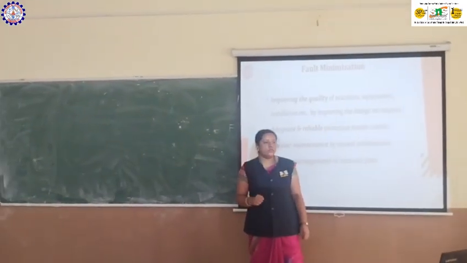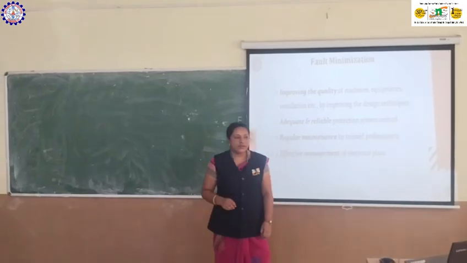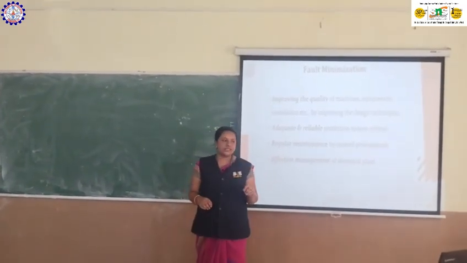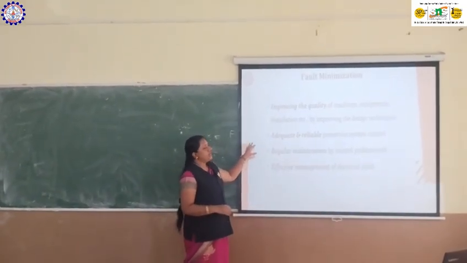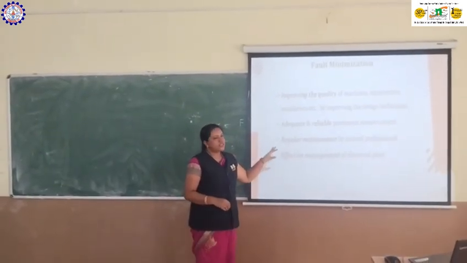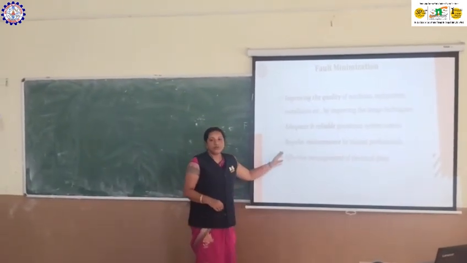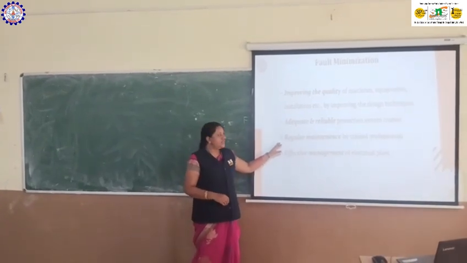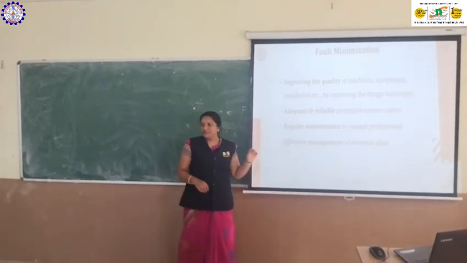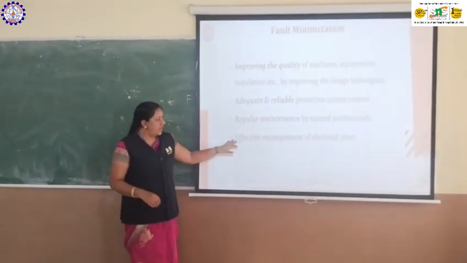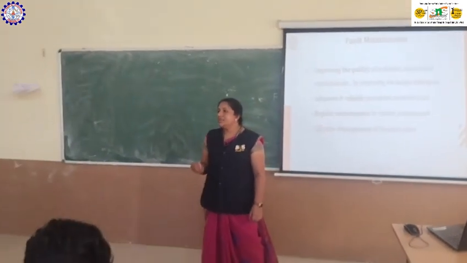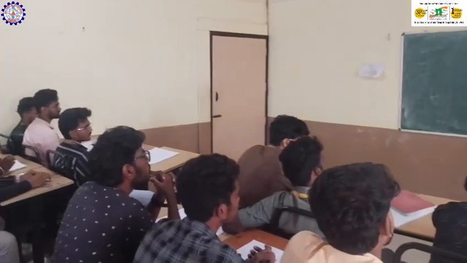Finally, we are going to see how faults can be minimized. By improving the quality of the machines, equipment, installation, etc. By improving the design technique, we can minimize fault occurrence, along with adequate and reliable protection schemes and control. The main thing is regular maintenance by trained professionals, which can minimize faults. The last thing is efficient management of the electrical plant. By these things we can minimize faults and protect the system.